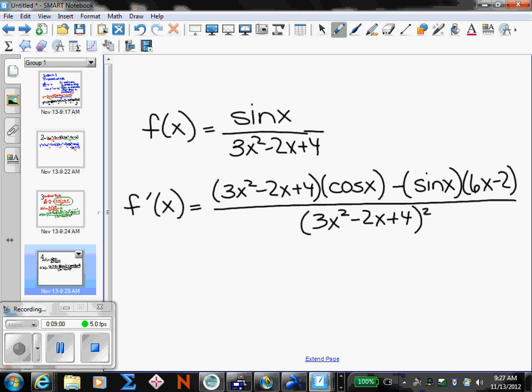Again, u divided by v. Start with v times u prime minus u times v prime all over v squared. Product and the quotient rules.